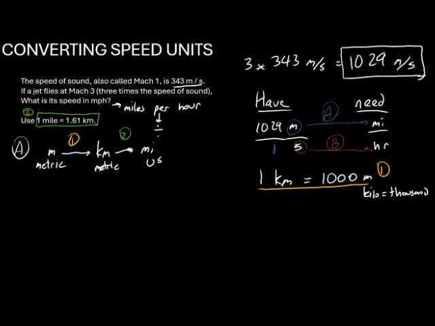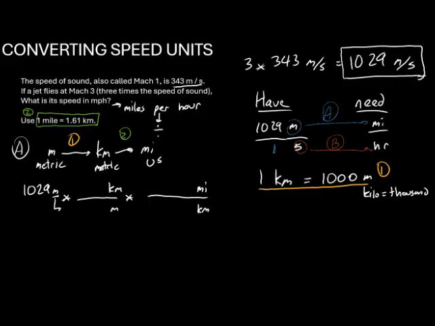Let's start with the number of meters that we have. The meters we'll start with is 1,029, not the 343, because that's only Mach 1. We want Mach 3, which is 1,029. Label that with meters, and multiply that by 2 fractions, because we'll have 2 steps. The meters we start with will go to the bottom, and at the end of step 1 we want kilometers. Then those kilometers go to the bottom, and the unit we want at the end is miles.